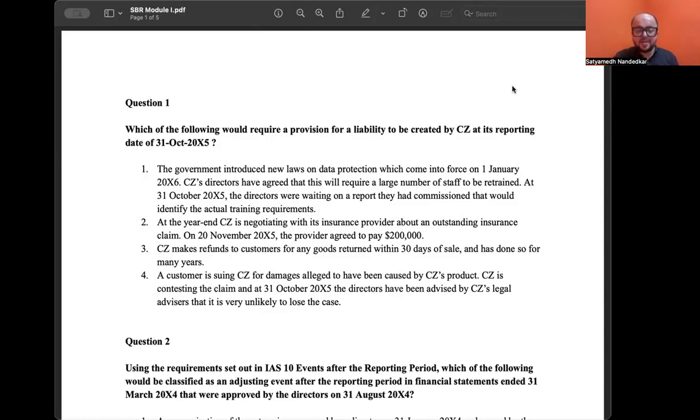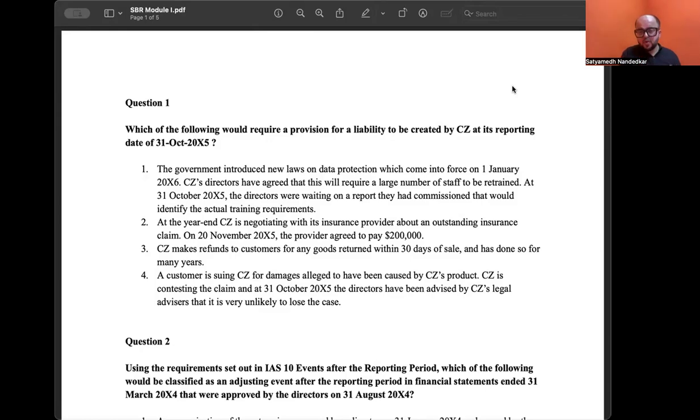A customer is suing CZ for damages alleged to have been caused by CZ's product. CZ is contesting the claim, and at 31st of October 2005, the directors have been advised by CZ's legal advisors that it is very unlikely to lose the case. See, if CZ is unlikely to lose the case, that means the chance of winning is more than 50%. If it is very unlikely to lose the case, there is a very small probability that it would have to make the payment. And when the probability is less than 50%, then you don't create a provision.